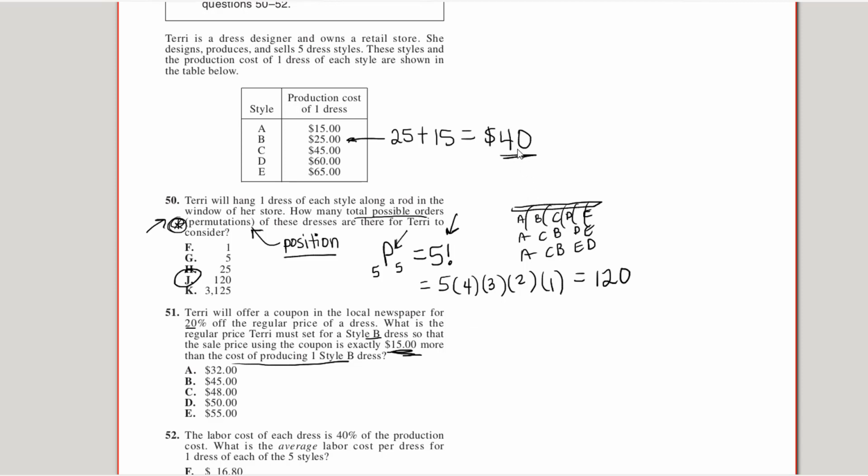So if the sale price is $40 at a 20% discount, what is the regular price? That's what we're looking for. So we know that 40 is 20% off of the full, or another way to say that is 80% of the full price, the regular price of the dress. So I'm going to find the full price, the regular price, by dividing 40 by 0.8, and we should get that x is equal to $50, and that is answer choice D. That's the regular price of style B dress.